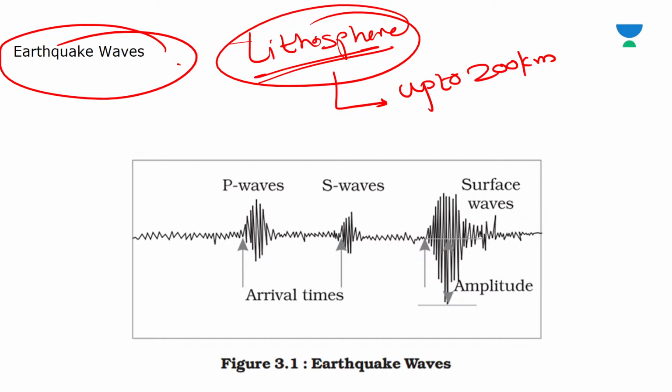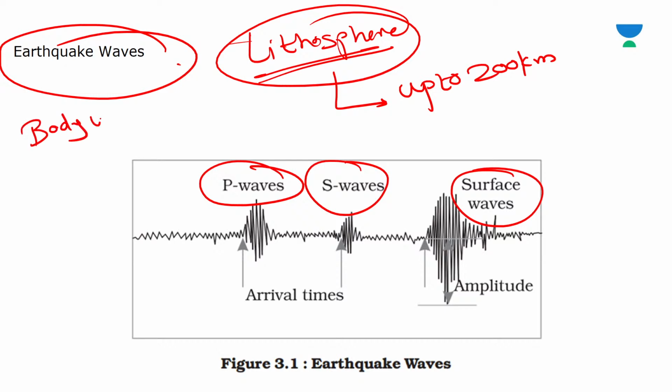Now, the curve shows three distinct sections: 1, 2, and 3. Now, friends, each represents different types of wave patterns, and earthquake waves are basically of two types. One is body waves, and another one is surface waves.